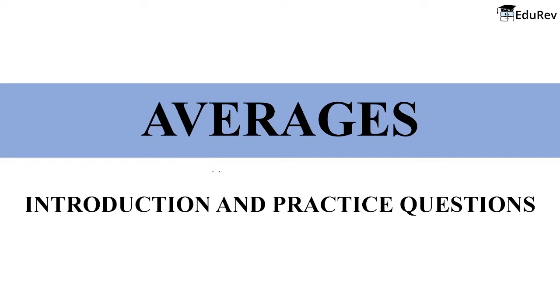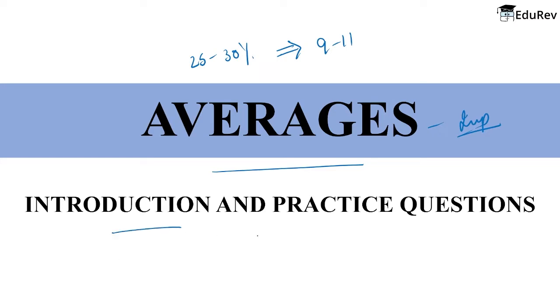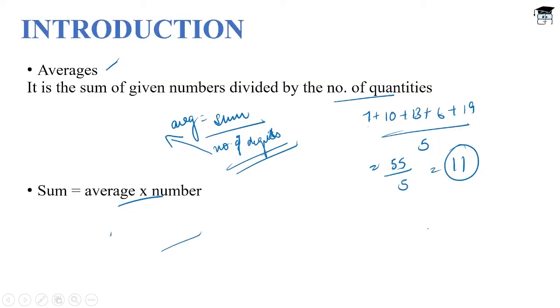Students, we will discuss averages today. It is a part of the arithmetic portion, which has a weightage of 25 to 30%, which is equivalent to 9 to 11 questions. So, this makes averages an important topic. Although it is easy, it requires a lot of concept formation. By the end of this class, you'll get mastered with the basics, that is the introduction, and some practice questions. So let's start with it.